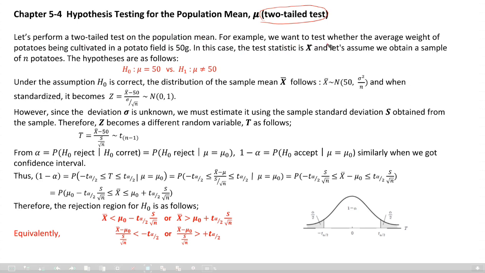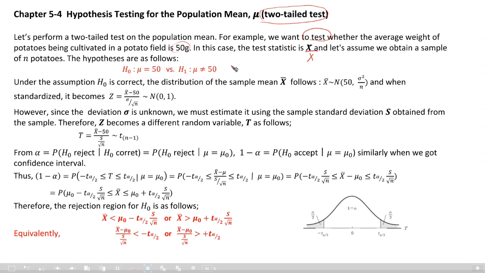For example, we want to test whether the average weight of potatoes being cultivated before harvest on a potato field is 50. We want to test whether the average of the potato is 50 or not. In this case, the test statistic should be x bar. You should not use another test statistic because it is about the population mean. Let's assume we obtain a sample of n potatoes. Then we will take n potatoes.